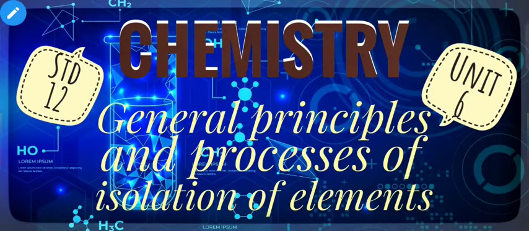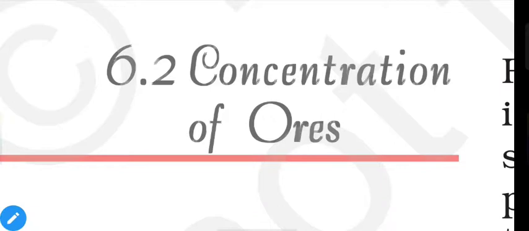Okay, so we will follow them, and depending on the nature of the element, different types of processes will be used. So we will discuss some of them, but mainly in this lecture we are going to discuss some important topics related to this unit. So let us start. When we obtain metal compounds from the earth's crust, they are called ores.